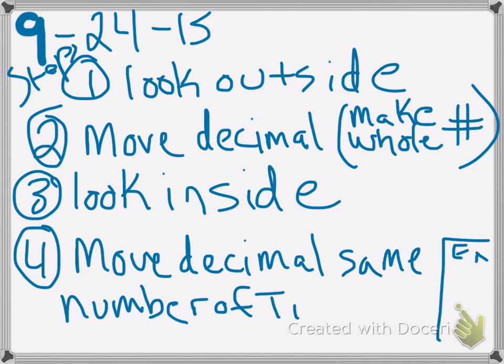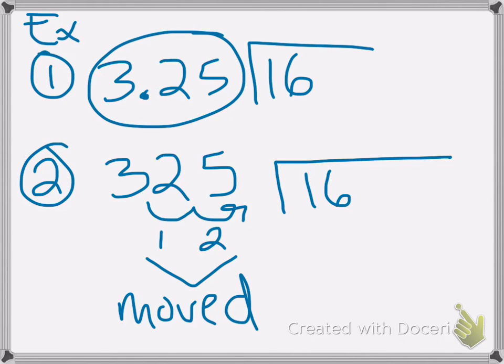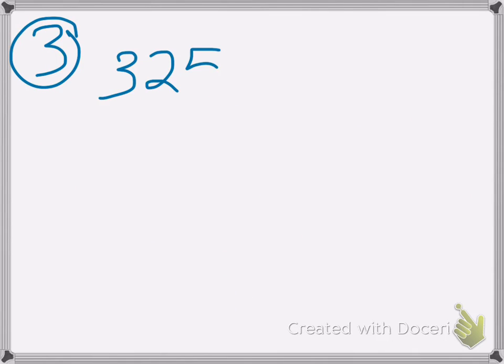Let's look at an example of moving your decimal. We've got 3.25 dividing into 16. We look outside first. I circled the 3.25. We see that it is not a whole number, so I need to move the decimal. We move the decimal 2 times. If we move it 2 times, what do we have to do on the inside of our division? Let's look at that.